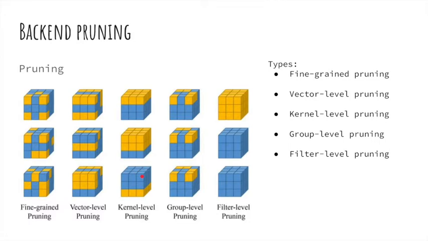The fourth one is group level pruning. For each tensor, I will throw away the same location's parameter. And the last one is filter level pruning. I will either pick or throw away a full conv. It means that the output feature map, the 13th channel, is gone.